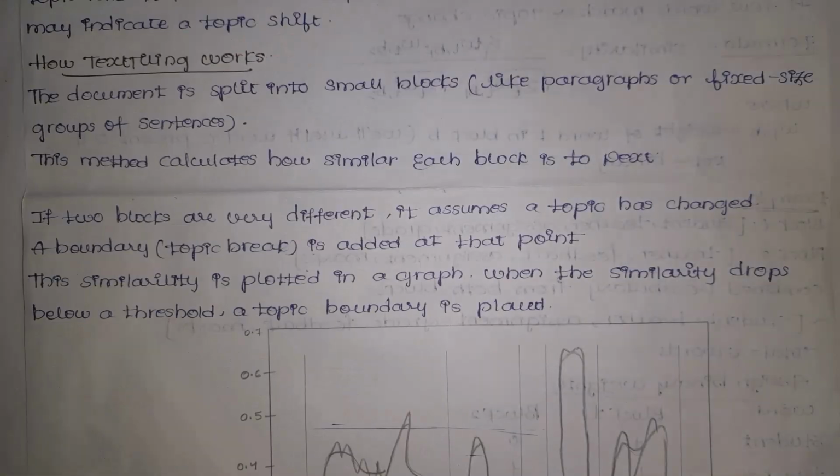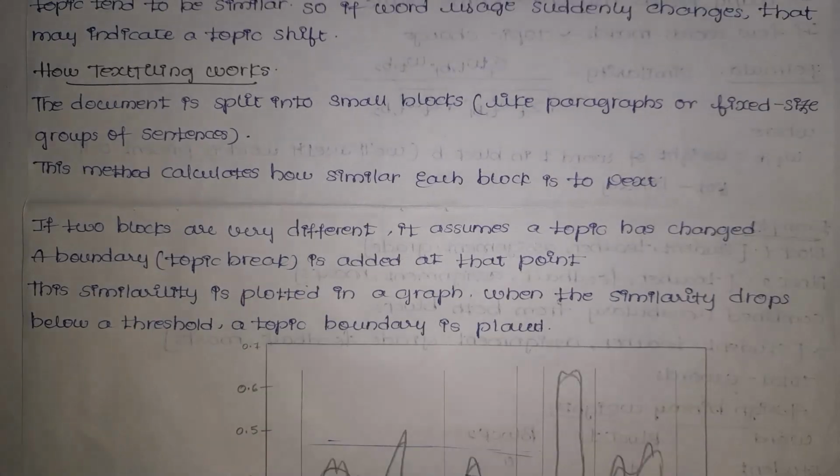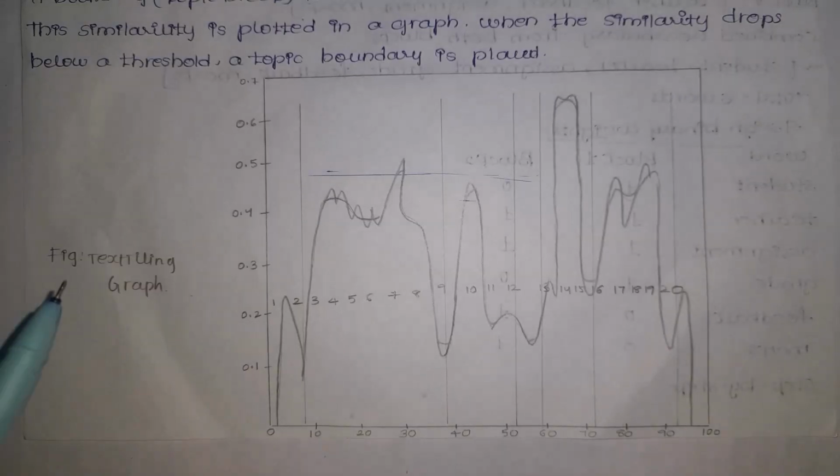Next I will explain how the text tiling method works. Let's see, first, this method will divide a long document into various smaller blocks. After dividing the long document into smaller blocks, this method will compare whether there are similar words in two blocks or not. If there are similar words in two blocks, then these two blocks come under the same topic, or else if there are different words, the two blocks are different. This is the text tiling graph.